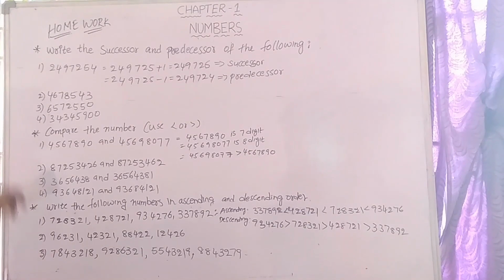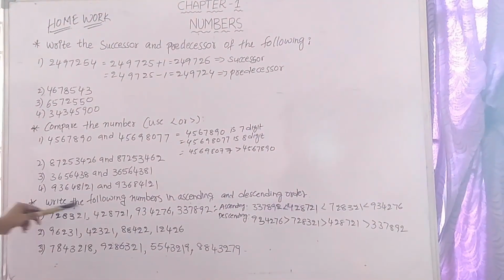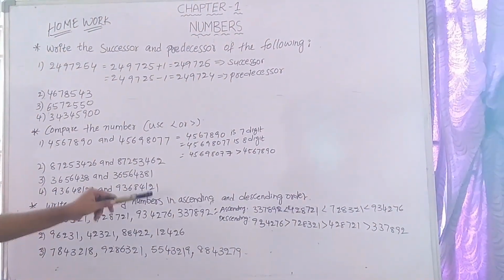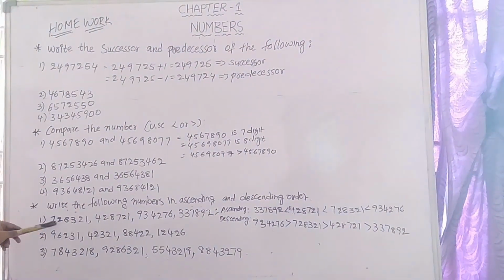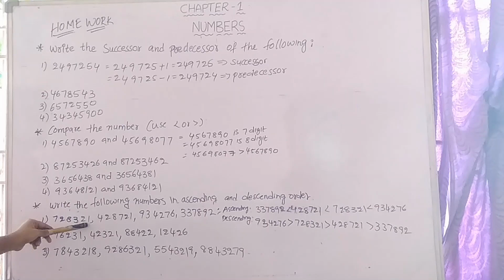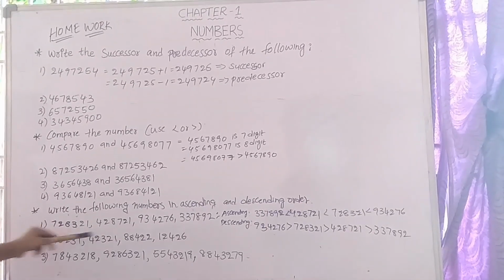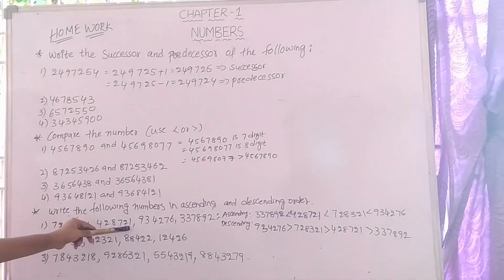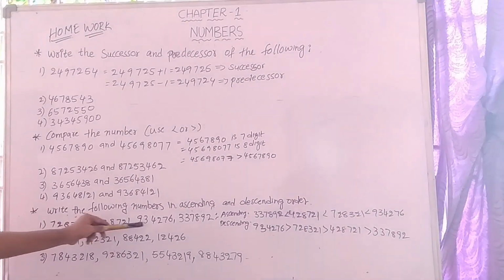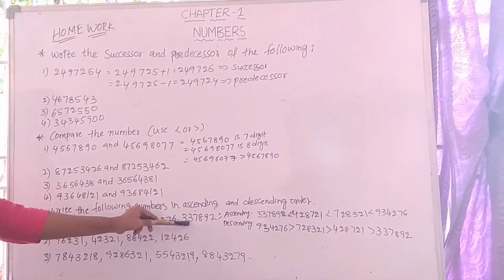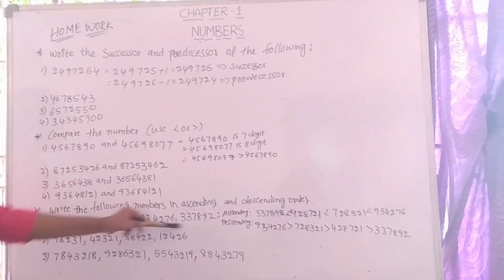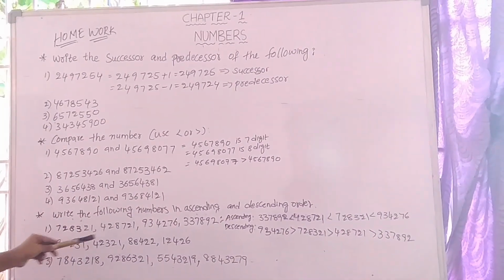Next, do the sums. Next, write the following numbers in ascending and descending order. First, count the digits of all numbers. 1, 2, 3, 4, 5, 6, 6 digit number. Here 1, 2, 3, 4, 5, 6, 6 digit number. Again 6 digit number, and again 6 digit number. All are 6 digit numbers.